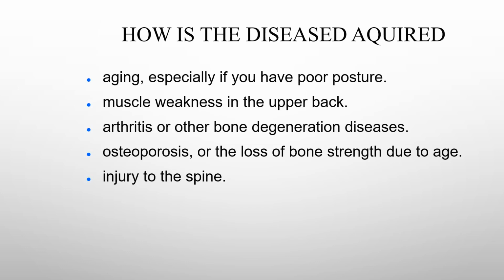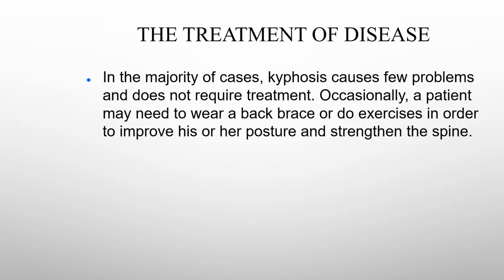So, how is the disease acquired? The causes include aging, especially if you have poor posture, muscle weakness in the upper back, arthritis or other bone degeneration diseases, osteoporosis or the loss of bone strength due to age, and also injury to the spine. So, how is the disorder treated?